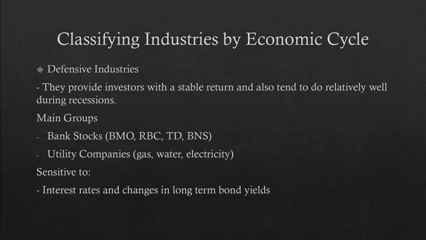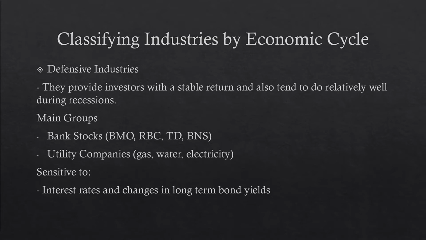And so the next industry by economic cycle is defensive industries. These provide investors with stable returns, and they also tend to do relatively well during recessions. The main groups here are bank stocks and utility companies, so things like gas, water, electricity, and they are sensitive to interest rates and changes in long-term bond yields. If you think to the pandemic, defensive industries should have done relatively well. Bank stocks did decrease by quite a bit. They were cut in half at least. So that is one area which didn't actually do too well in the recession, but typically they do all right. They did recover very quickly, so there was that.